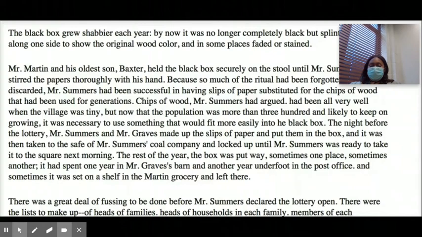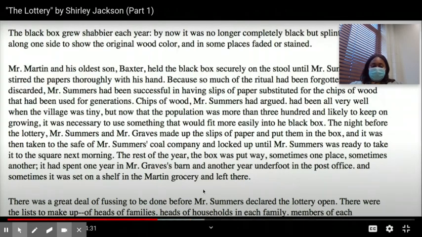The night before the lottery, Mr. Summers and Mr. Graves made up the slips of paper and put them in the box, and it was then taken to the safe of Mr. Summers' coal company and locked up until Mr. Summers was ready to take it to the square the next morning. The rest of the year the box was put away, sometimes one place, sometimes another. It had spent one year in Mr. Graves' barn, another year underfoot in the post office, and sometimes it was set on a shelf in the Martin grocery and left there.